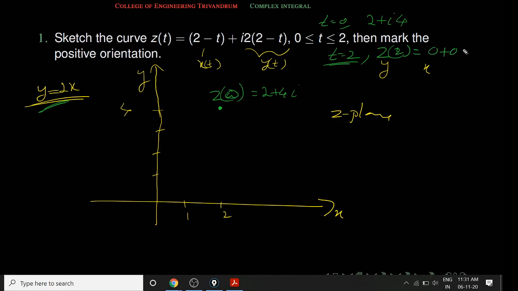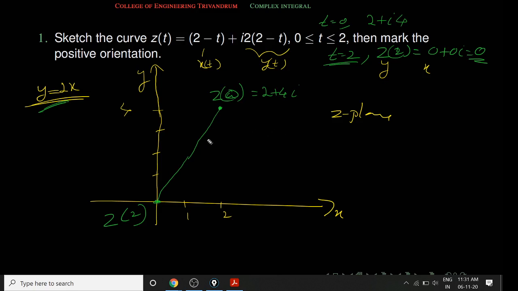Yeah, 0 plus 0i, that is nothing, our origin. Okay, so this is the point z of 2, right? So it is clear that our curve z of t or c is a portion of the straight line y is equal to x and this portion. And my question, which is the positive orientation, upward or downward? Which is the positive orientation?